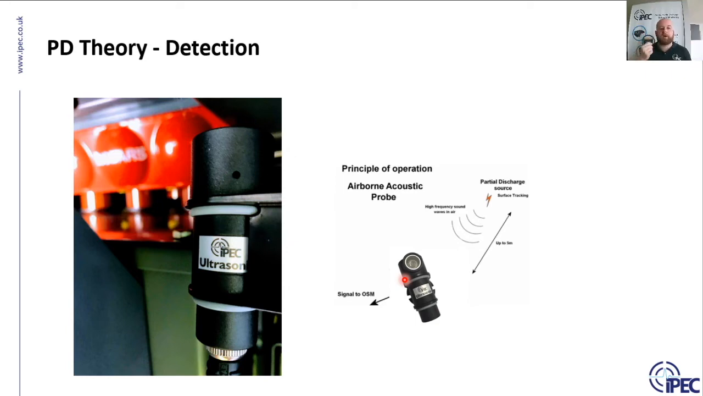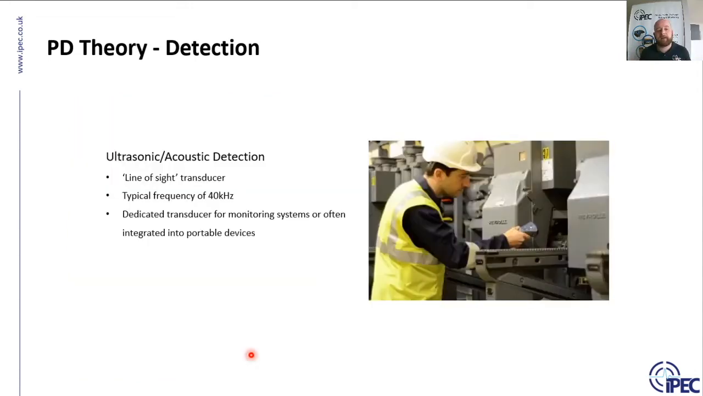If surface tracking does occur, the sensor is very, very sensitive and will very easily pick up that signal. So we have sensors for permanent monitoring systems, and we also have sensors that we build into the head of devices, like in this next image. So built into the head of devices to pick up the PD.